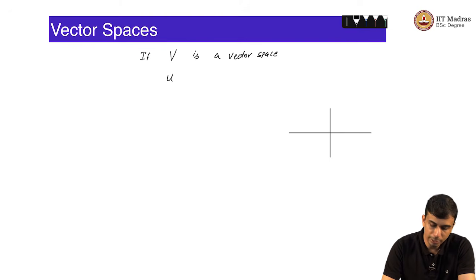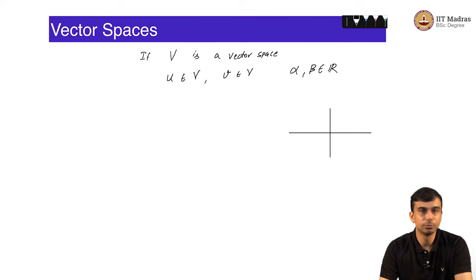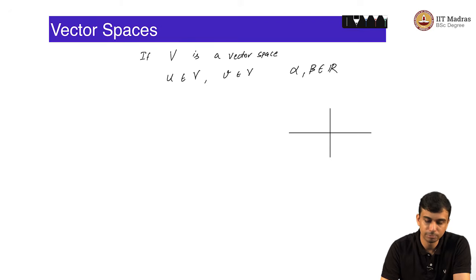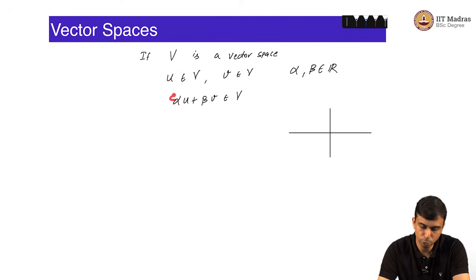You have, let us say, an element u that belongs to V, and another element v that also belongs to V. Let us say alpha, beta are some arbitrary real valued scalars. If capital V is a vector space, then any linear combination of its elements is also in the set. That is, alpha u plus beta v also belongs to the vector space. This is the most crucial requirement of a vector space. There are other requirements also, but this is the most important one.